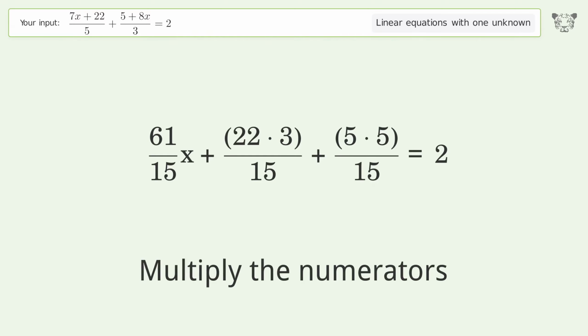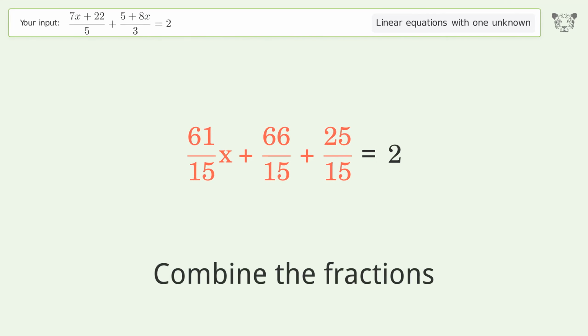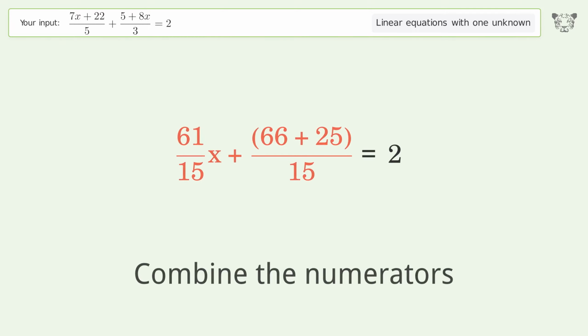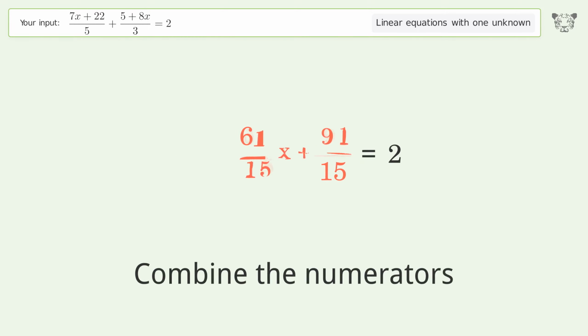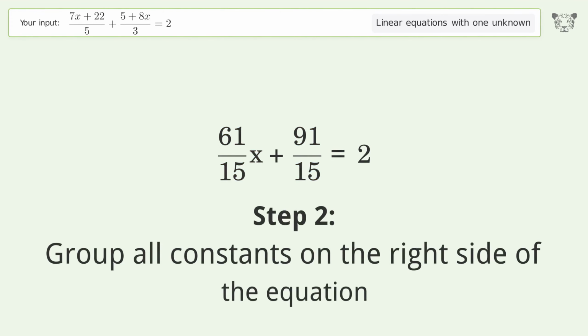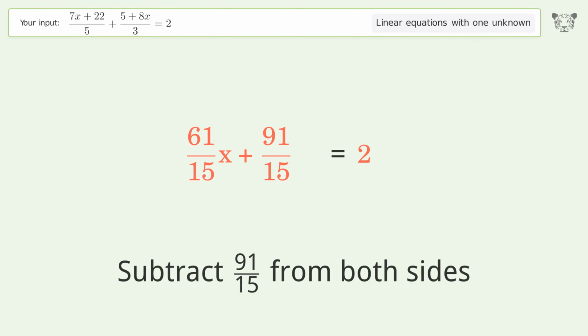Multiply the numerators. Combine the fractions. Combine the numerators. Group all constants on the right side of the equation. Subtract 91/15 from both sides.